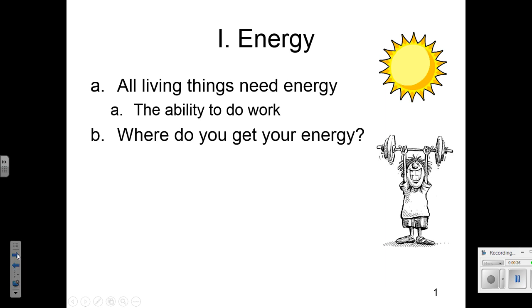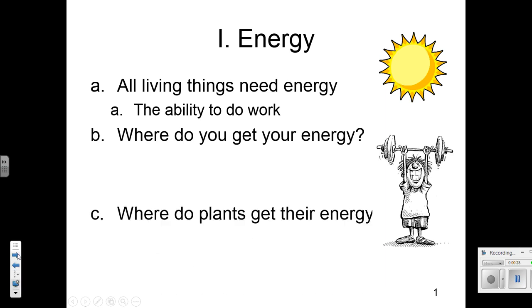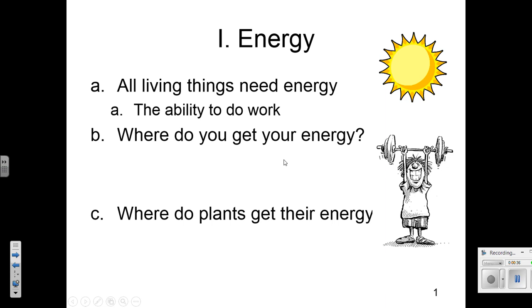So where do we get our energy from? That is mainly from the food that we eat, right? So we get it from carbohydrates and other things like that, and then plants are going to get theirs directly from the sun.